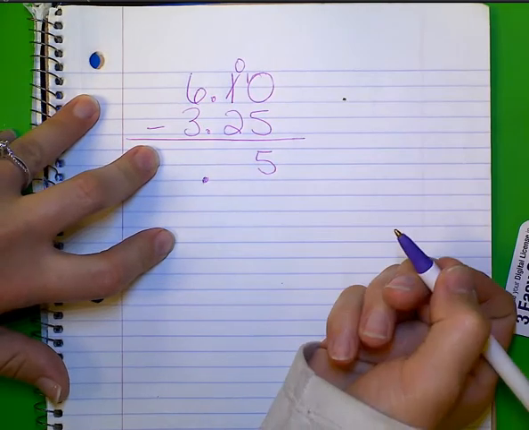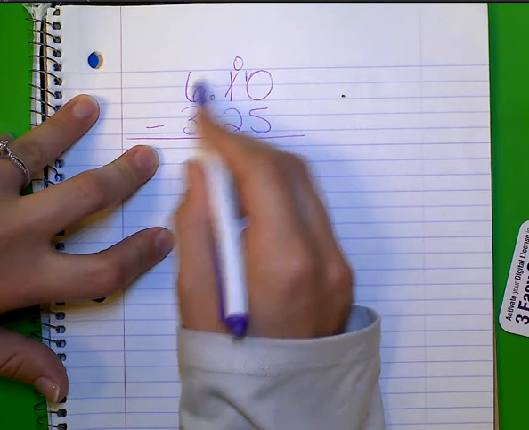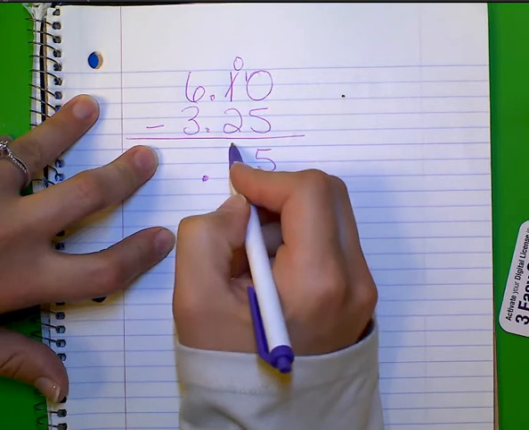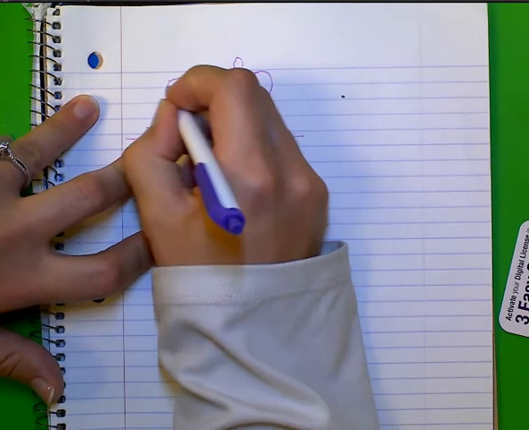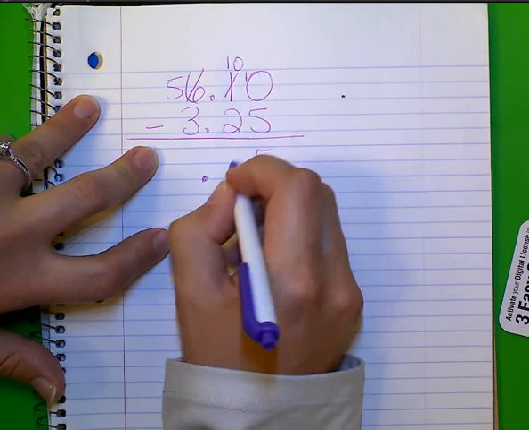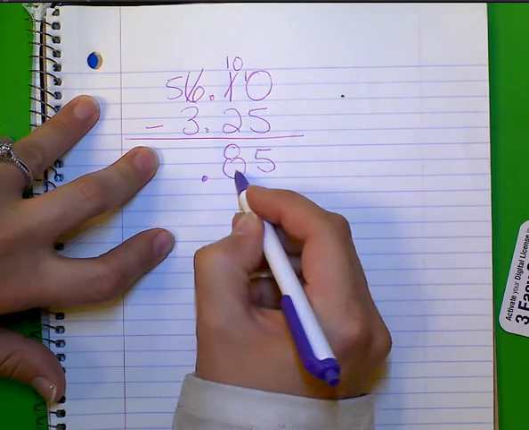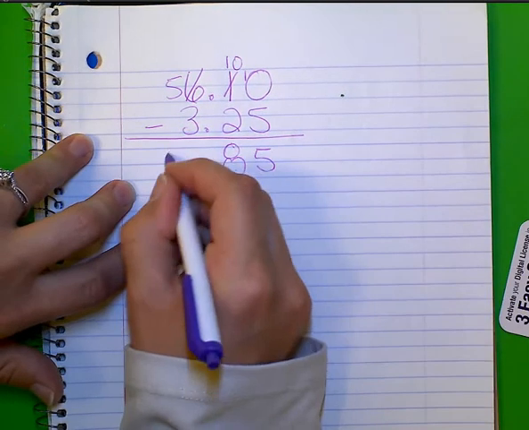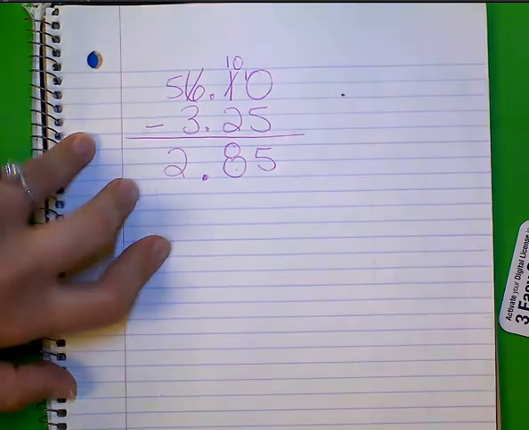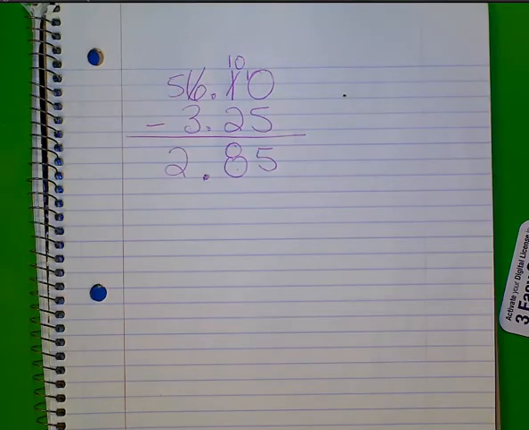I'm done with that. Now, since I have a 0, I can't go 0 minus 2. So I have to borrow again. 10 minus 2 is 8. 5 minus 3 is 2. And that's the conclusion of adding and subtracting decimals.